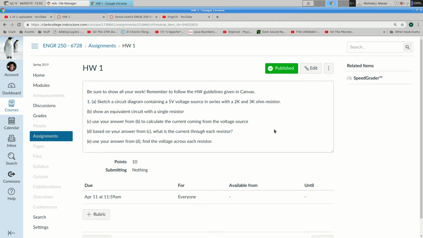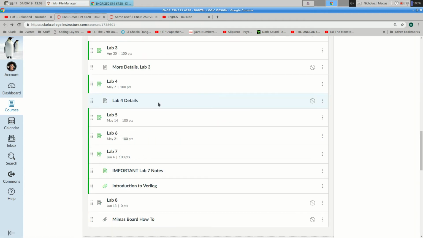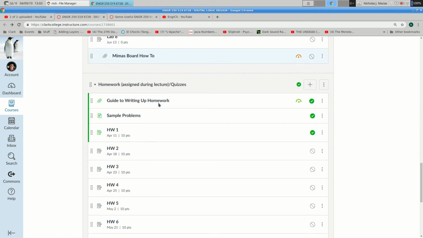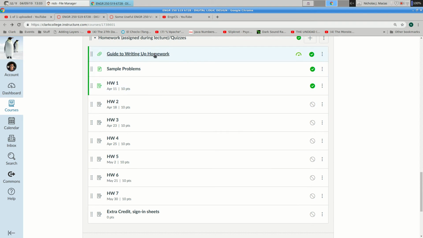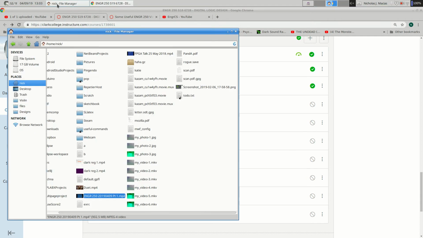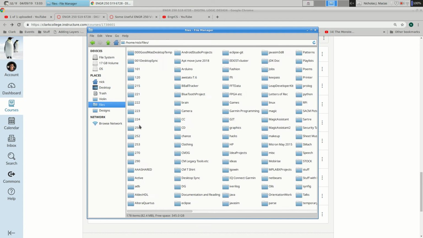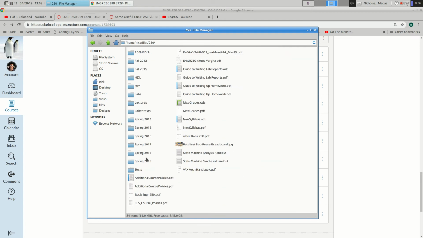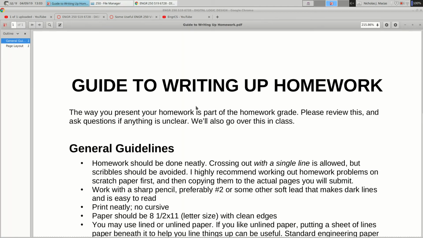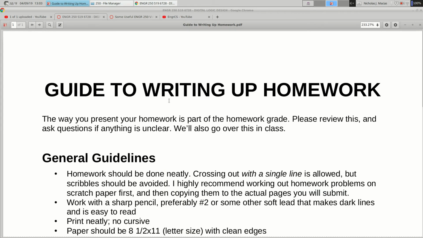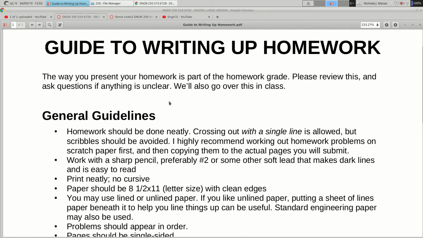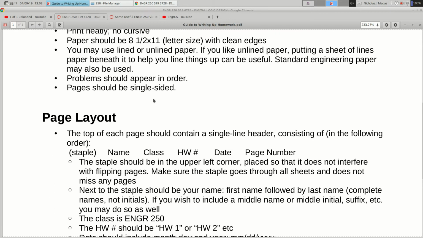The reason I'm giving this to you, though, is because I'm going to be picky about how you write up homework. So here's a guide to writing up homework. And let me just pull it off of my files instead of reading it through Canvas. All right, I fit this all on one page, so it's not too long and wordy.